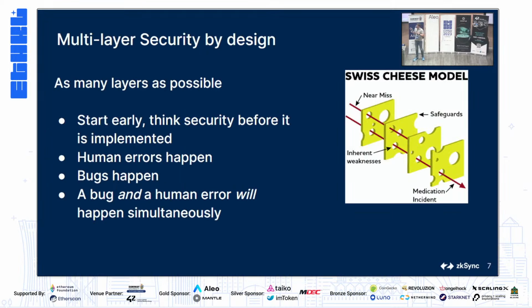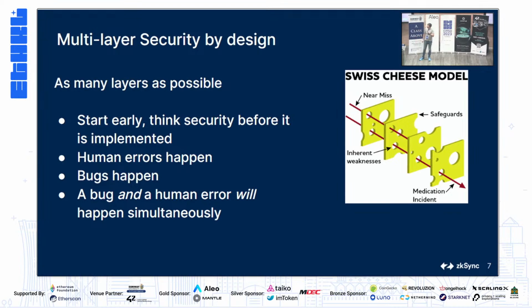The main idea is that one of the measures cannot protect you against every threat. It can enhance one part of the security of your product, but it cannot protect all of it. So the main point here is that multi-layer security should be created by design.